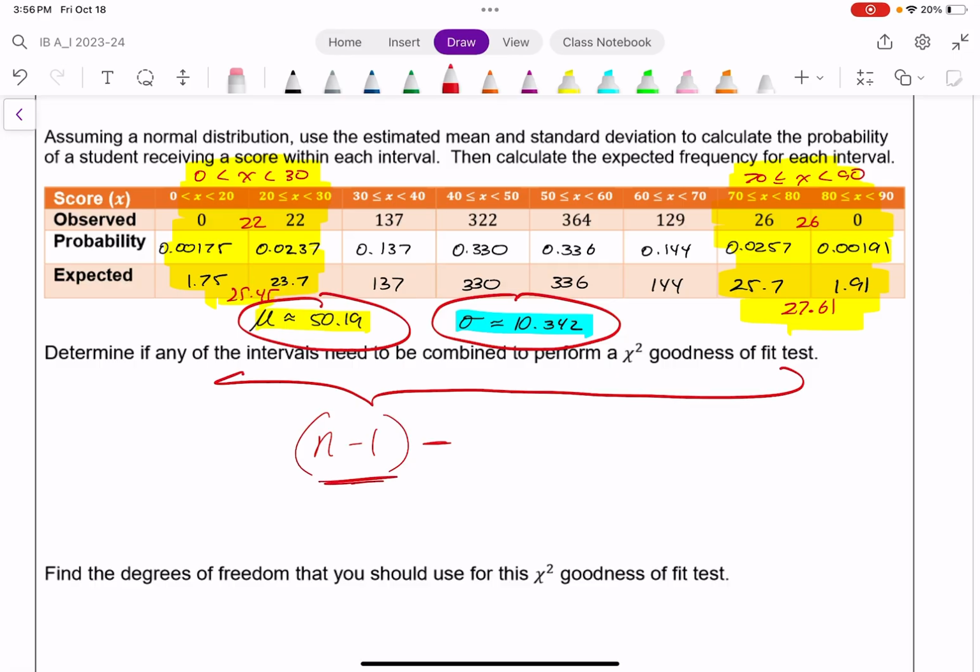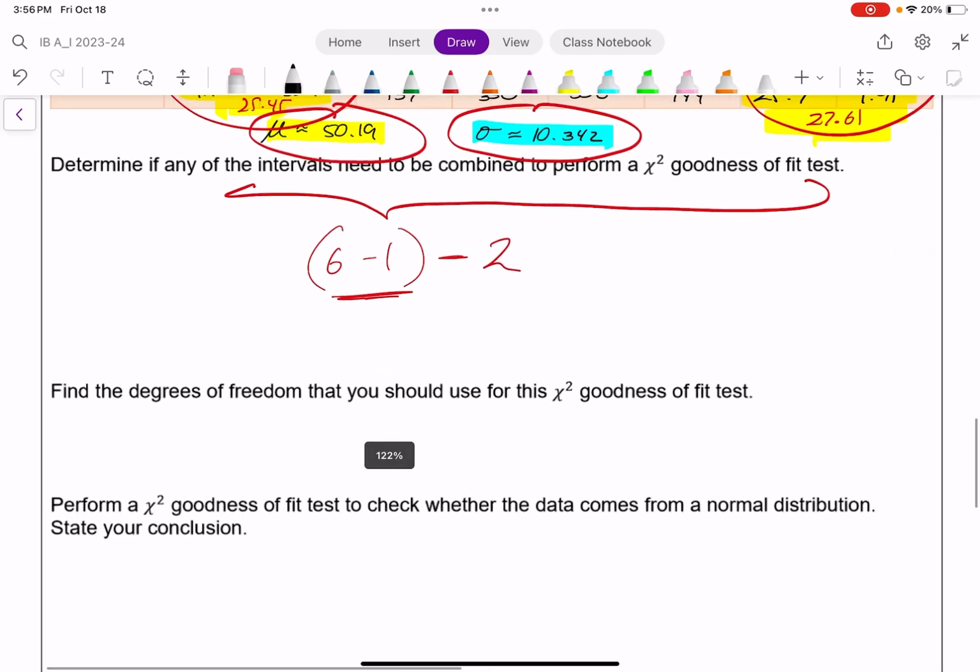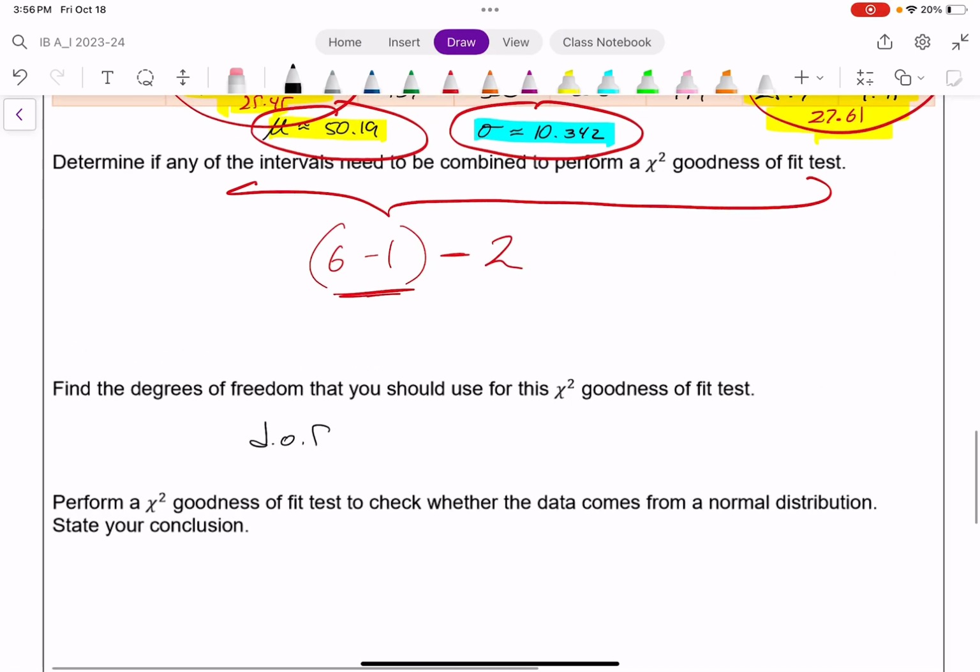So it's n minus 1, which we've learned earlier for the degrees of freedom. But since now we're looking at some estimated parameters, we subtract the number of those estimated parameters, in this case 2. And n being the number of categories, which remember I've merged these, so I have 1, 2, 3, 4, 5, 6 categories. Minus 1 minus another 2. So the degrees of freedom for this equals just 3.